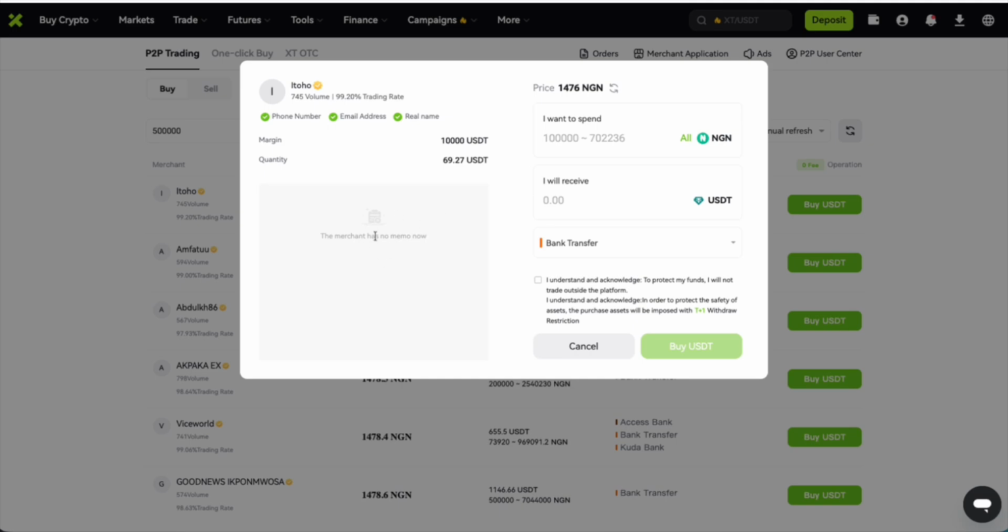The merchant has no note. Normally, some of them will put notes here and the rest. That's one good thing with ST Exchange. You don't have those serious people scamming people around. Then you can just go ahead and put the amount.